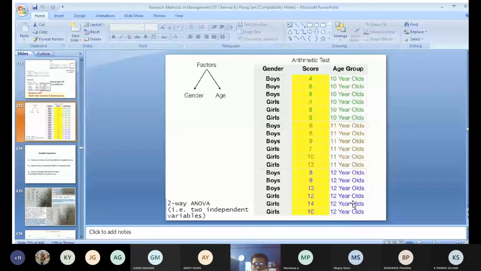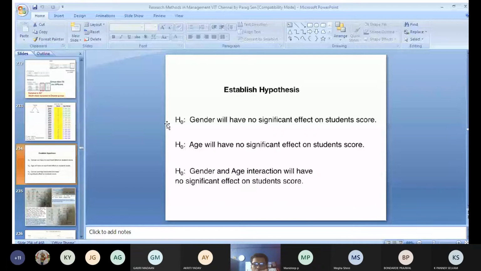So what will be our hypothesis? First, the null hypothesis: gender will have no significant effect on student score. And the corresponding alternative or research hypothesis will be: gender will have a significant effect on student score. The second is, age will have no significant effect on student score. And then the corresponding alternative or research hypothesis will be: age will have significant effect on student score. Then the third case, the null hypothesis is: gender and age interaction will have no significant effect on student score. And your corresponding alternative or research hypothesis will be: gender and age interaction will have significant effect on student score.